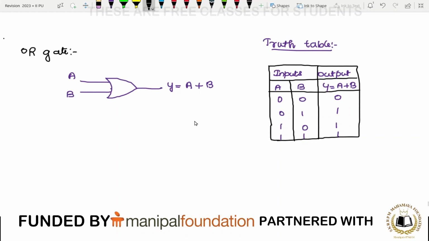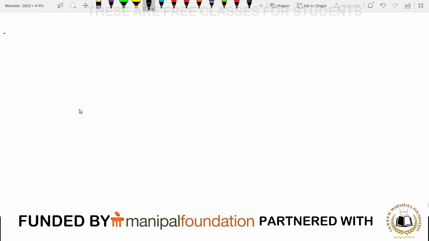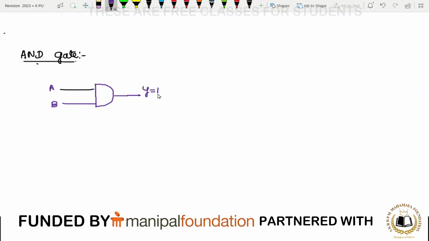So I'll go to the next gate now. Next gate is the AND gate. Same as before, you can write here: this input is A, this input is B, and here is the output Y. Y is equal to A dot B.